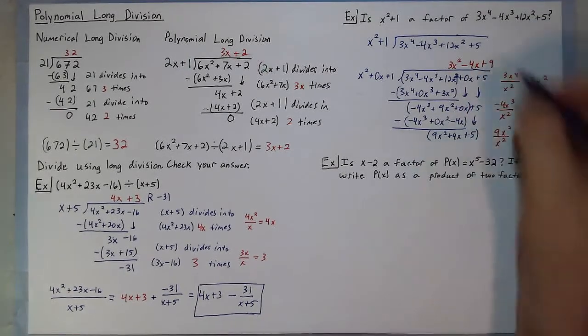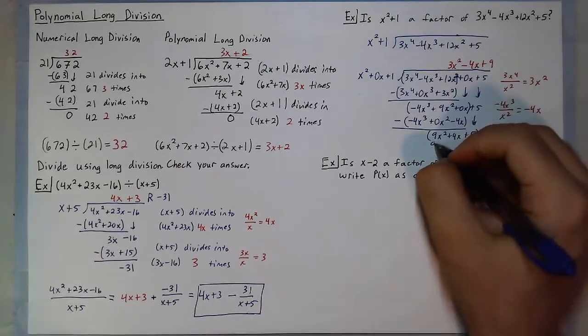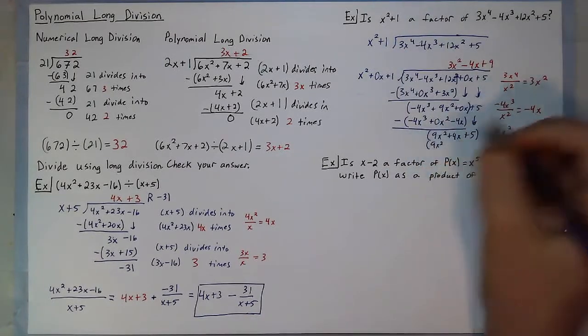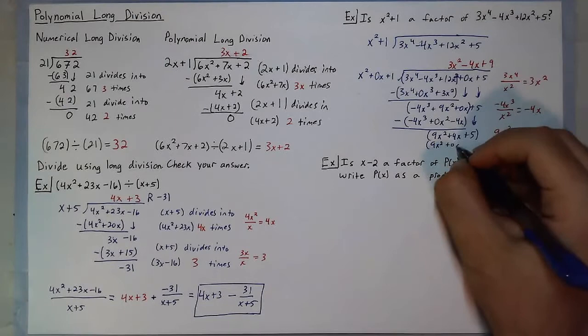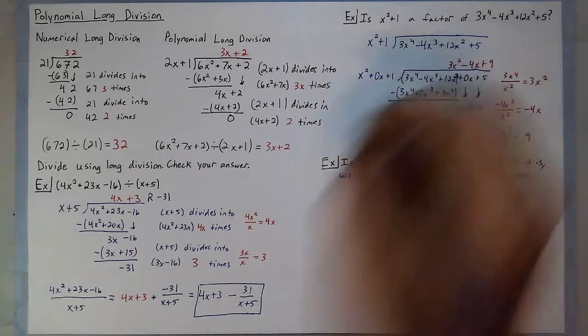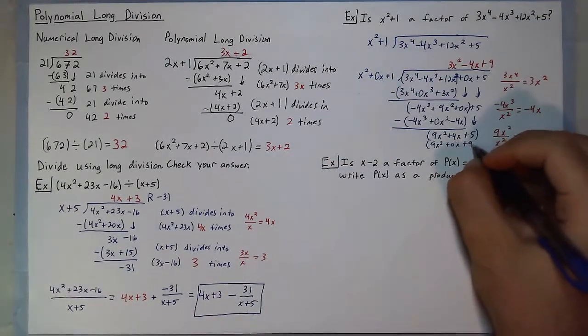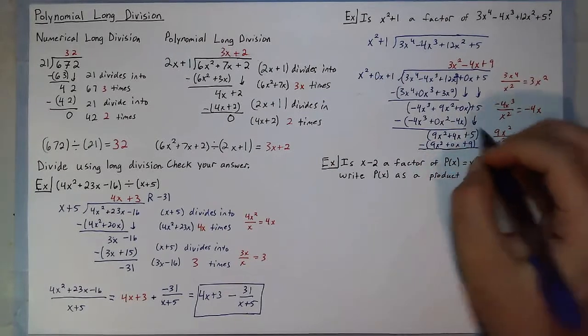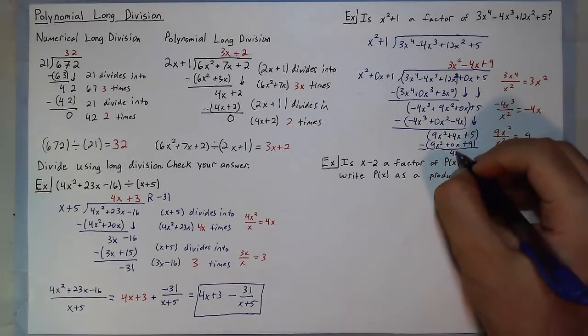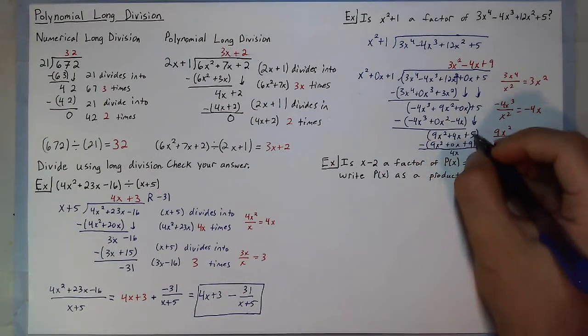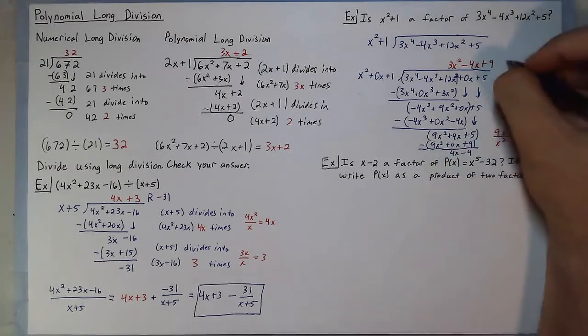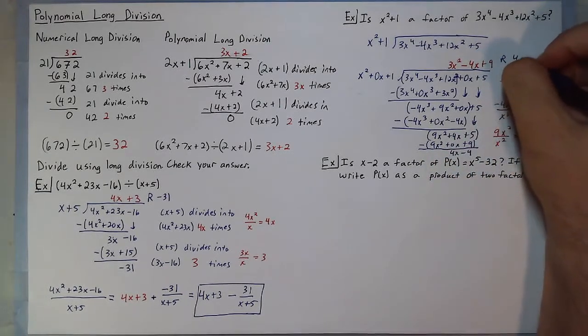So I'll get 9 times x squared, which is 9x squared. 9 times 0, which is 0x. And then 9 times 1, which is 9. Subtract that away, and I'll get 4x. The 9x squareds cancel, and then 5 minus 9 is minus 4. So I'll get a remainder of 4x minus 4.